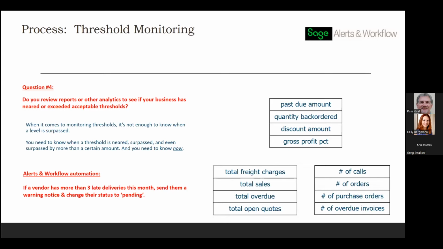If you think of us as a smoke detector for your business, we're looking at things from inside the business and telling you. We're not a BI or BA tool where you need to know where the problem is and go looking for it. Sage Alerts and Workflow is sitting inside the application telling you these problems exist. And this is important so you don't get to the end of the week, the end of the month, and go, geez, if we'd only known, we could have solved that problem. So think of threshold monitoring on past due amounts, quantities back ordered, discounts given, gross profit margins, all those things that we can look at through threshold monitoring.